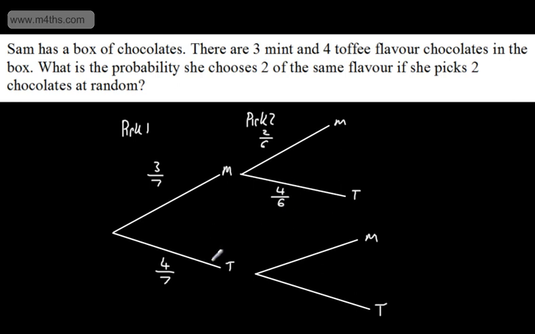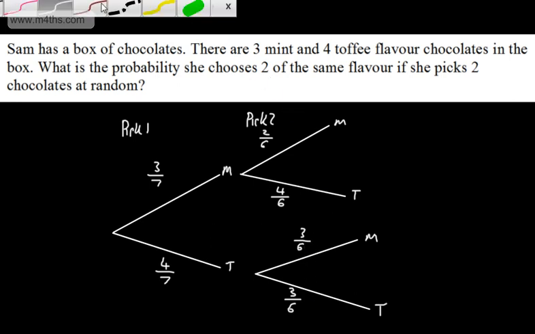If we had a toffee on the first go, we've still got 3 mints in there out of 6. Now if you want, you could simplify that to 1/2. If we consider the toffees, if I had a toffee on the first one, there are only 3 toffees out of 6. And again, we can see that these branches add up to 1. The scenario that we're interested in now is when she chooses 2 of the same. We could either have a mint and a mint, or we could have a toffee and a toffee.